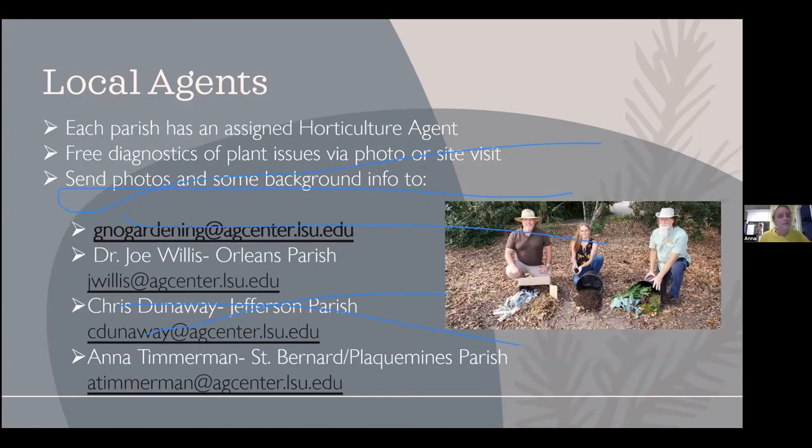And you can also reach out to the local agents. Each parish has somebody assigned to it, and we can do free diagnostics of plant issues, including diseases. Usually via photo. We're pretty sharp on this now with lots of practice, or we'll set up a site visit to come out and take a look or send a lab sample in if needed. But these are all of our contacts here, and mine's down there at the bottom. And that's a free public service.